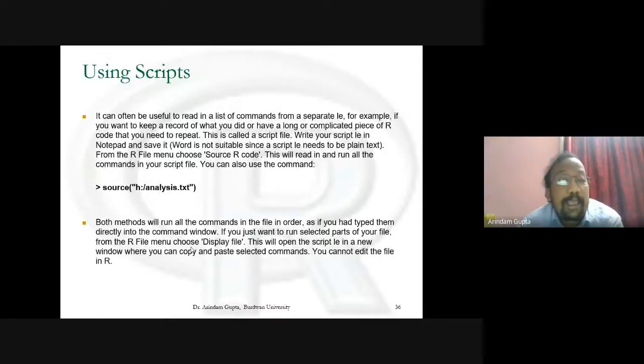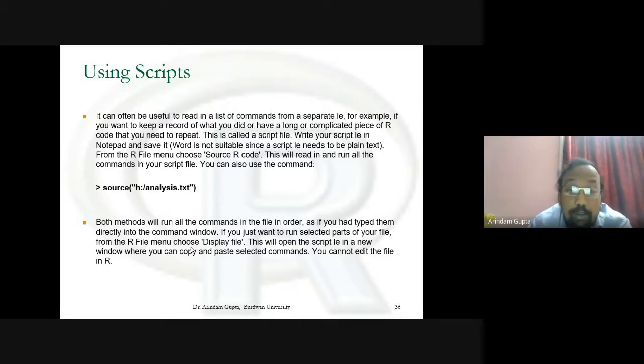Using scripts, it can often be useful to read in a list of commands from a separate file. For example, if we want to keep a record of what we did, or have a long or complicated piece of R code that you need to repeat, this is called a script file. Write your script file in Notepad and save it. From the R File menu, choose Source R code. This will read in and run all the commands in your script file.